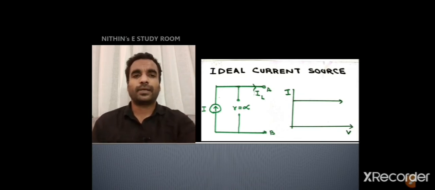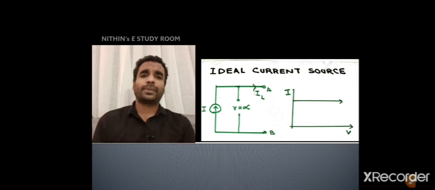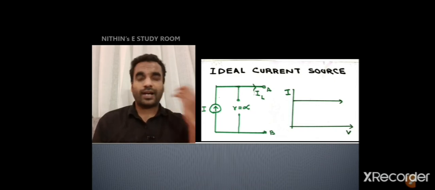No current will pass through it. You can see here, this is the case. It is having an open circuit or infinite resistance in parallel with the source. So it will not make any change. No current will pass through that path. So this is the case of ideal current source.